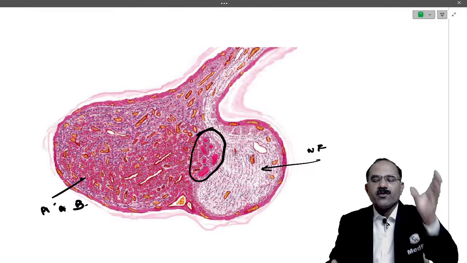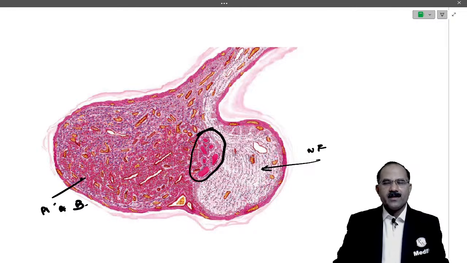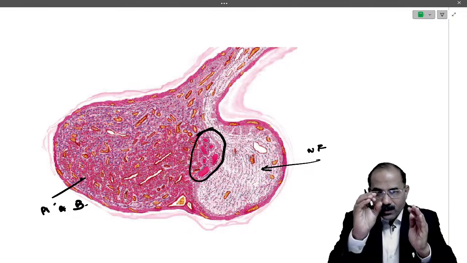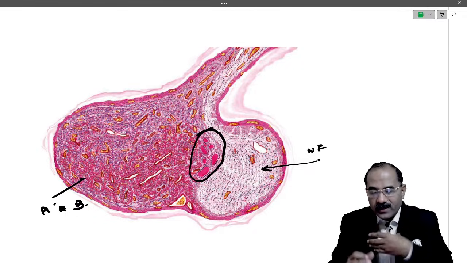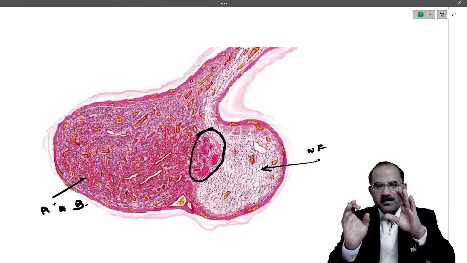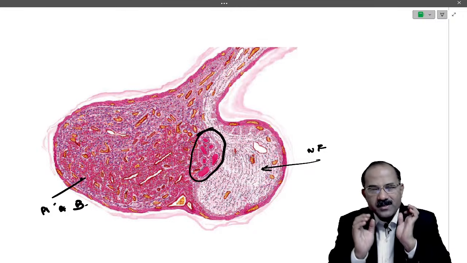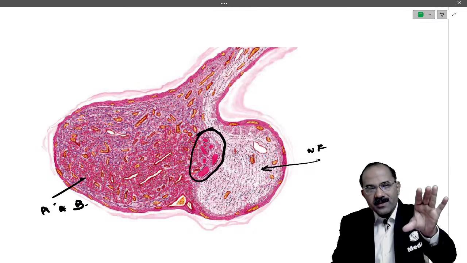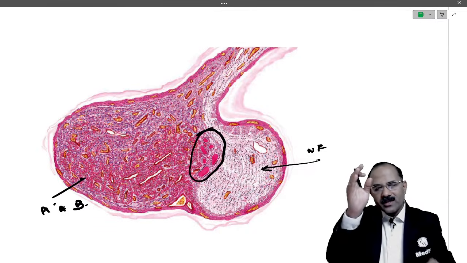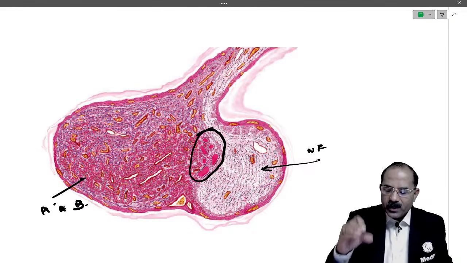This is a slide of pituitary gland. But generally when it is focused, those colloid-filled vesicles are also focused. If I have to focus a pituitary gland, I have to show you all the 3 parts: pars anterior, pars posterior, and pars intermedia. Pars anterior contains acidophils, basophils, chromophobes, chromophils. Pars posterior contains nerve fibers, and pars intermedia will contain colloid-filled vesicles.